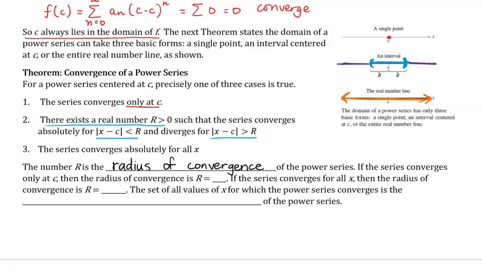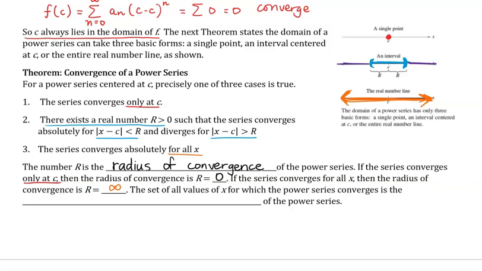And R is half the length of the interval that the series is converging on. If the series only converged at the single point c, like that single dot up there, number one in the theorem, then the radius of convergence is equal to 0. If the series converges for all real numbers x, like number 3 in the theorem, then the radius of convergence is infinity.